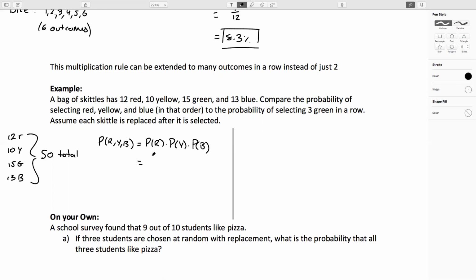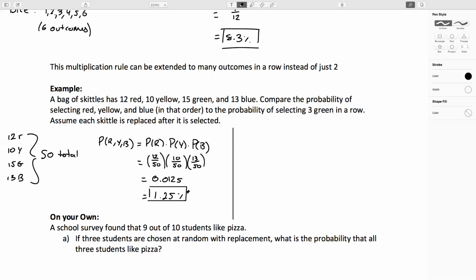There's 12 reds, so 12 over 50 is the probability of getting a red. There are 10 yellows, so 10 over 50 is the probability of getting a yellow. And there are 13 blues, so 13 over 50 is the probability of getting a blue. If we multiply these together, we get 0.0125, which is 1.25%. So it's not terribly likely that we're going to get that particular combination.